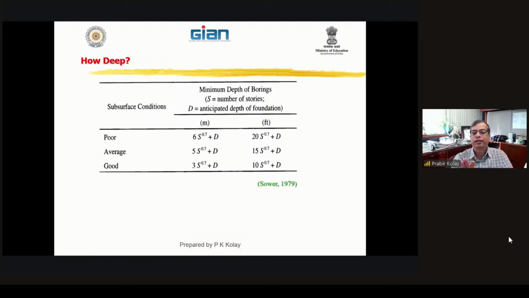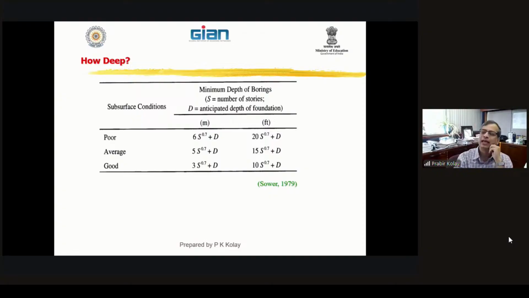So the second column is in meters, the same thing, and then the third column is in feet. If you know how many stories you're going to construct on a particular soil, and D is the anticipated depth of foundation, so basically at what depth you are going to place your foundations, you can easily calculate how deep the boring should go.